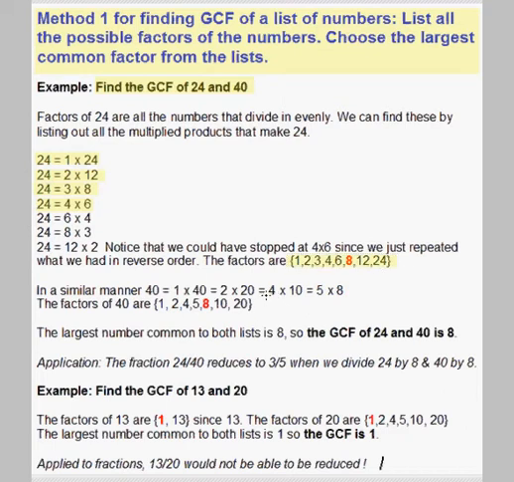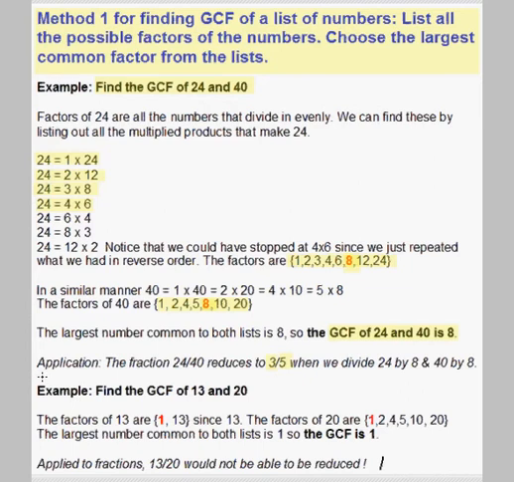In a similar manner, we find all the factors of 40. 40 is 1 times 40, 2 times 20, 4 times 10, 5 times 8. And after that, we get repetitions. All these numbers make up the list of factors: 1, 2, 4, 5, 8, 10, 20, and 40. The largest common number from those lists is 8. So 8 is our GCF of 24 and 40. And an application of this problem would be to reduce the fraction 24 fortieths. We would divide 24 by 8 to get 3, and we would divide 40 by 8 to get 5. So 24 fortieths would reduce to 3 fifths. We'll cover more of this later when we get to fractions.